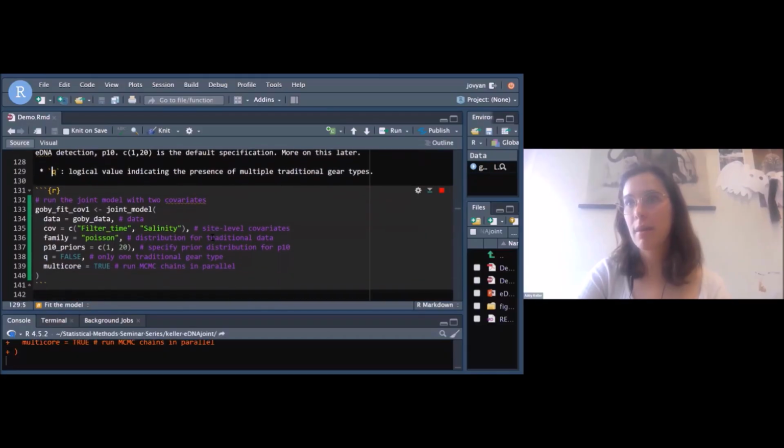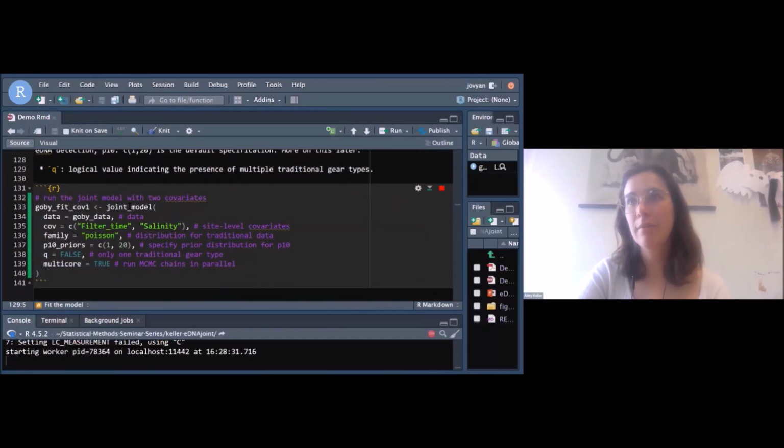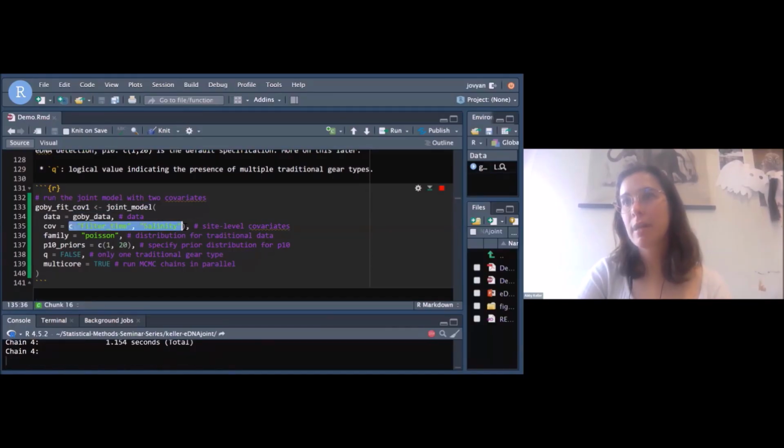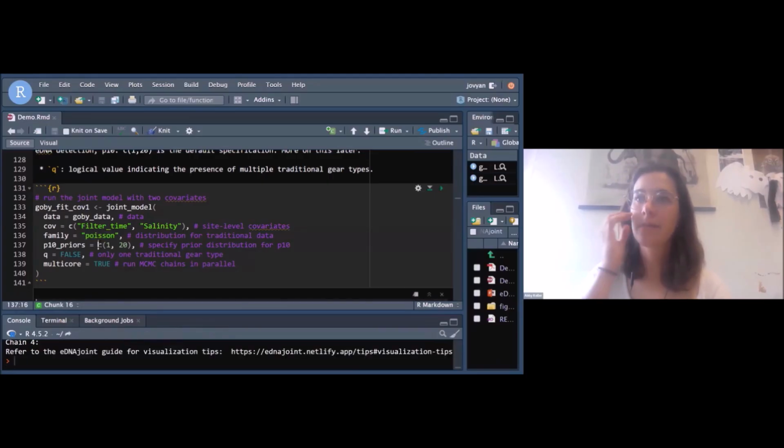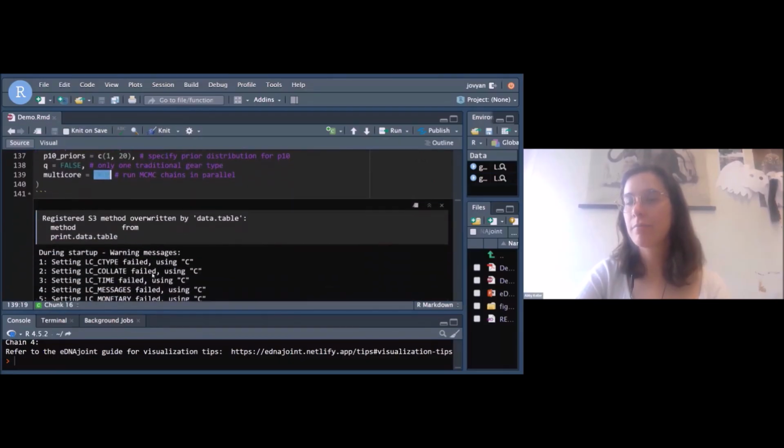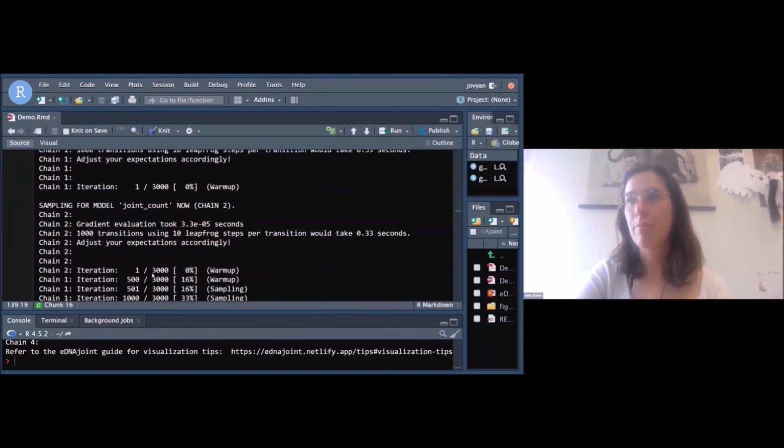So I'm going to start running this model. Again, running joint model, we have our goby data. Here I'm going to run this with just filter time and salinity. I'm going to choose a Poisson distribution to model the traditional data. We're sticking with the default prior for the probability of false positive. And we ran that on multiple cores, so we ran each chain on a different core on the computer. It creates this really long output, but it's kind of nice.